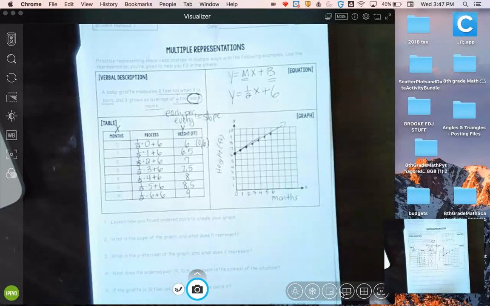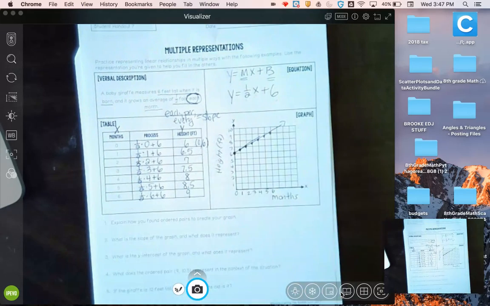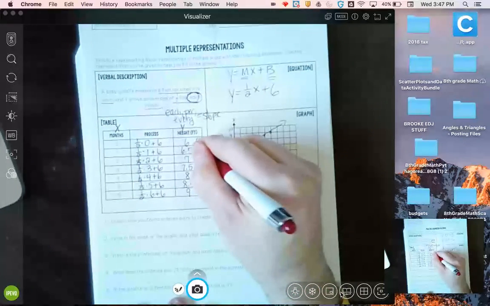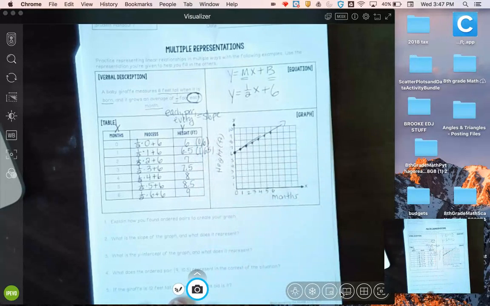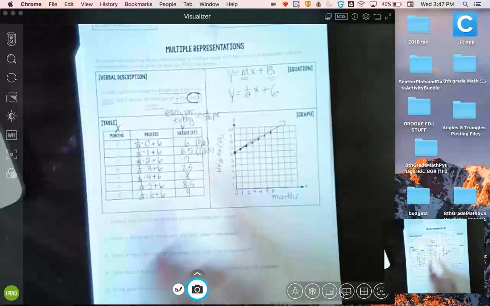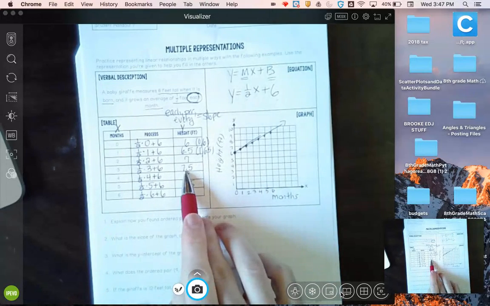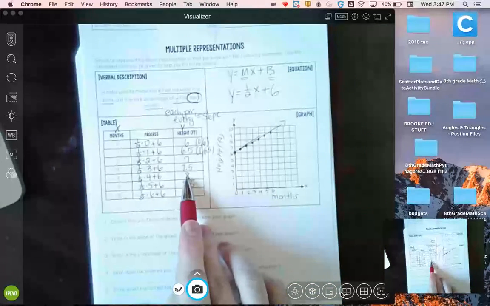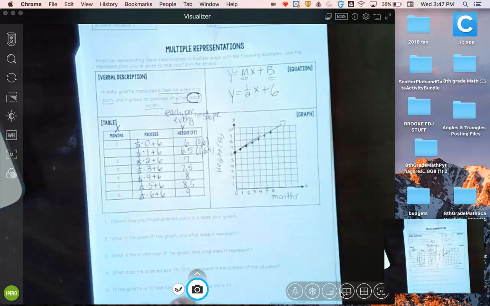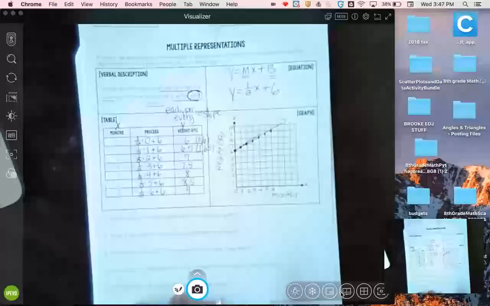Look at that linear line. It's a straight linear line. And this line is going to be positive. And there it is. Okay. These are all my ordered pairs. 0, 6. 1, 6.5. 2, 7. 3, 7.5. 4, 8. 5, 8.5. 6, 9. And that's what I did.